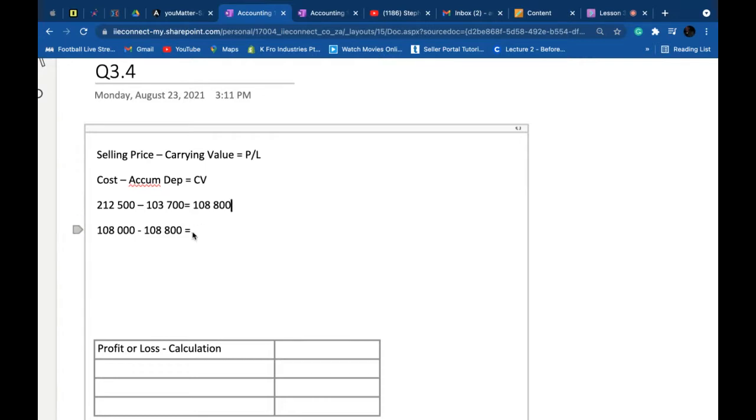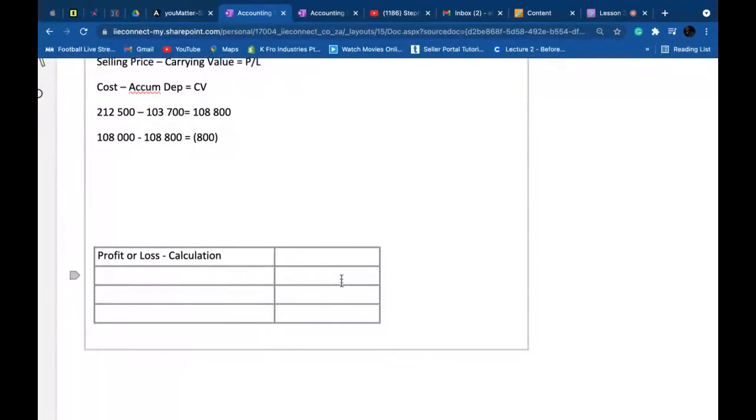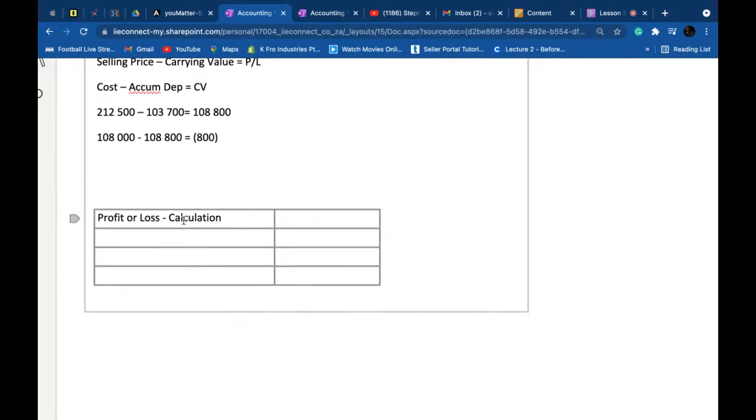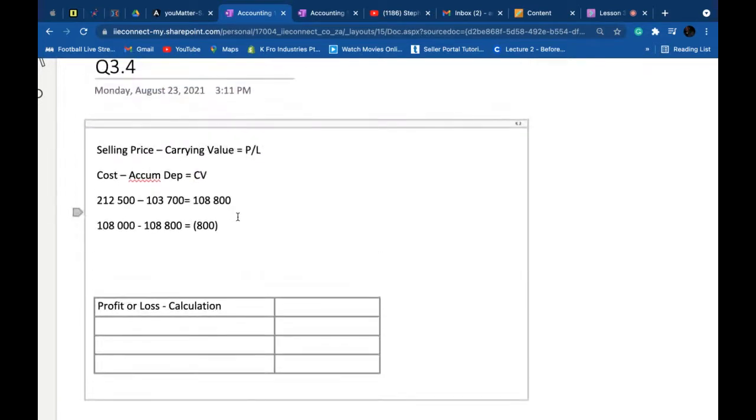As she was saying, we made a loss because our carrying value is greater than the selling price. So that was a loss of 800. We can actually just do that in our mind, without getting a calculator. So that was 3.4.